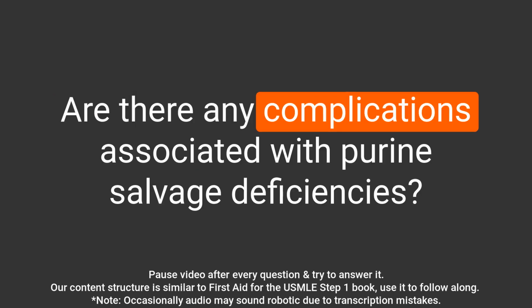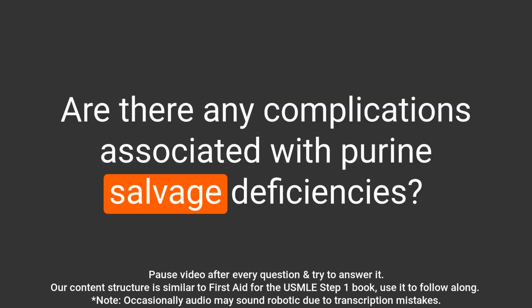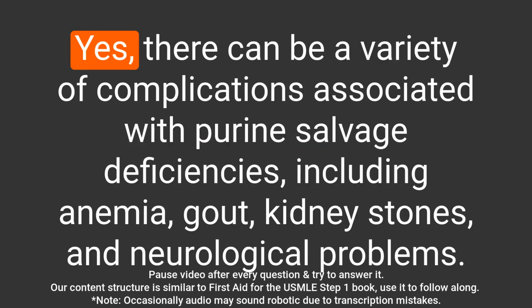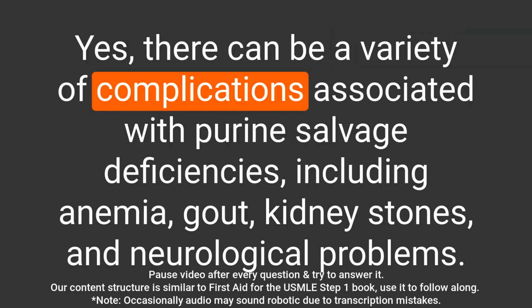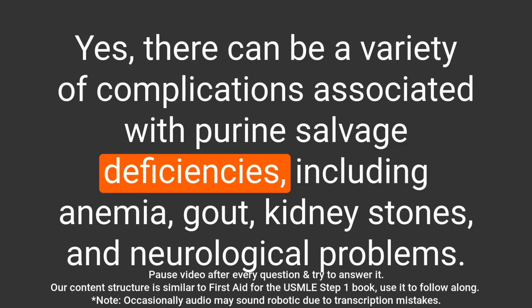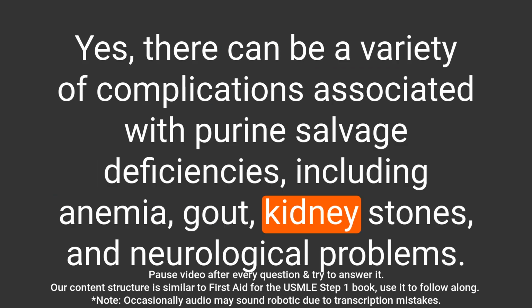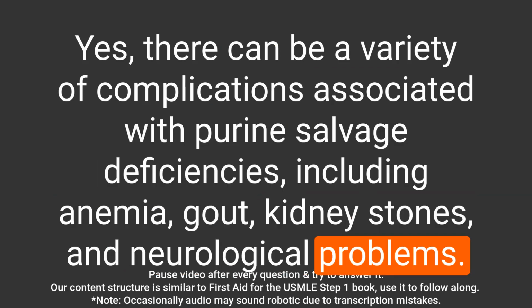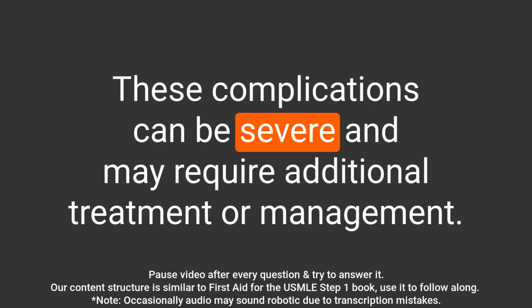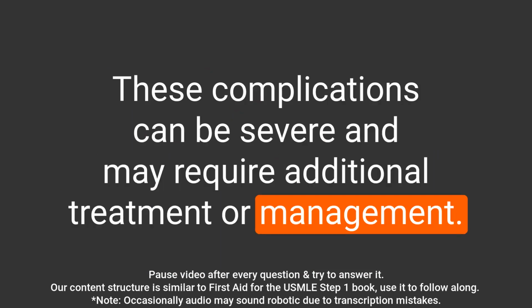Question: Are there any complications associated with purine salvage deficiencies? Answer: Yes, there can be a variety of complications associated with purine salvage deficiencies, including anemia, gout, kidney stones, and neurological problems. These complications can be severe and may require additional treatment or management.